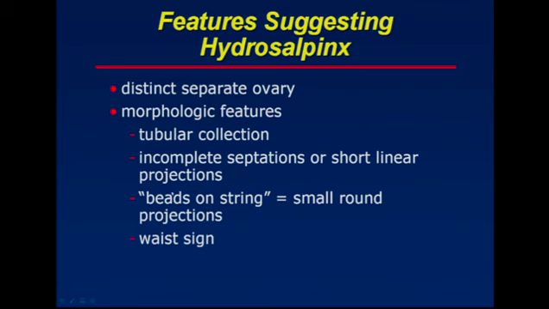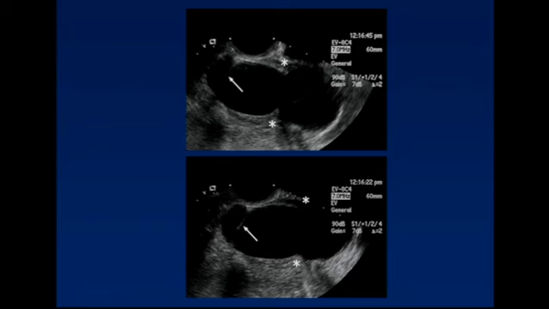There has been a picture that's been called beads on a string, which I'll show you, which are small round projections representing the endosalpingeal folds along the wall of the fallopian tube. And the waist sign is another important feature that can suggest that you're dealing with a hydrosalpinx.